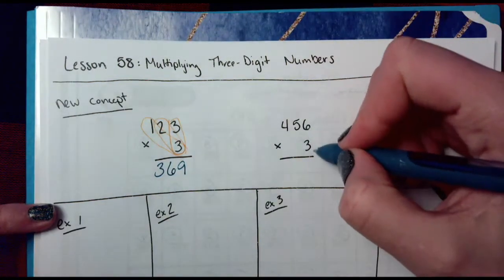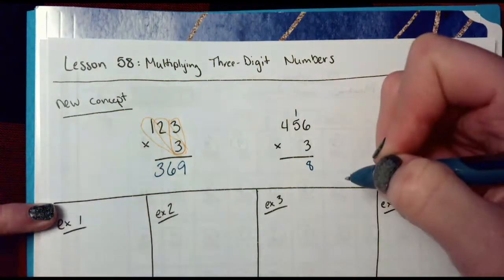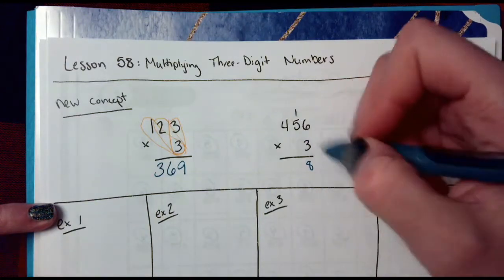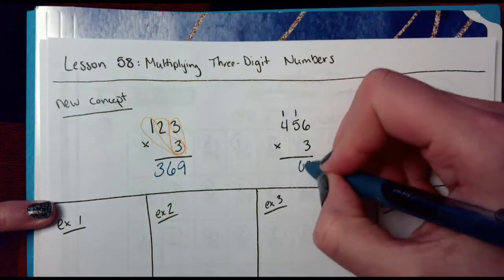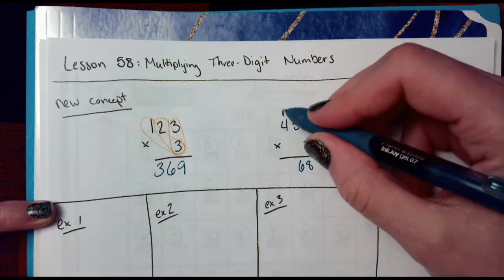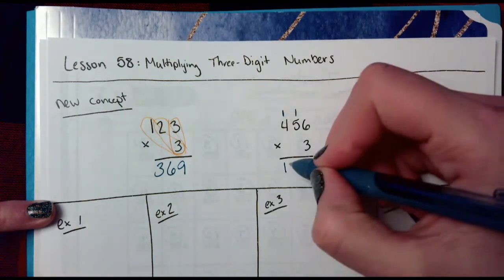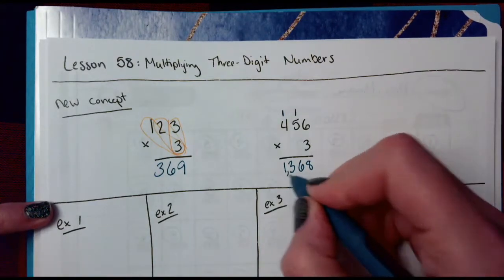This next one we're going to have to regroup. First we do 3 times 6. 3 times 6 is 18. 1 goes up, 8 comes down. Then we're going to multiply, then add on the 1. 3 times 5 is 15, plus 1 more is 16. 1 goes up, 6 comes down. Multiply, then add. 3 times 4 is 12, plus 1 more is 13. So we get 1,368.